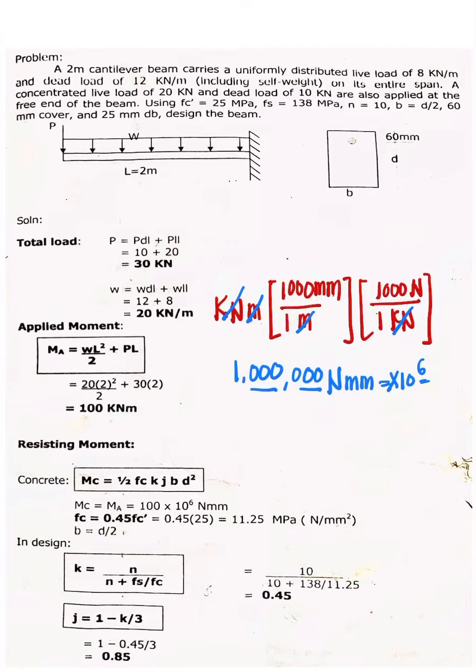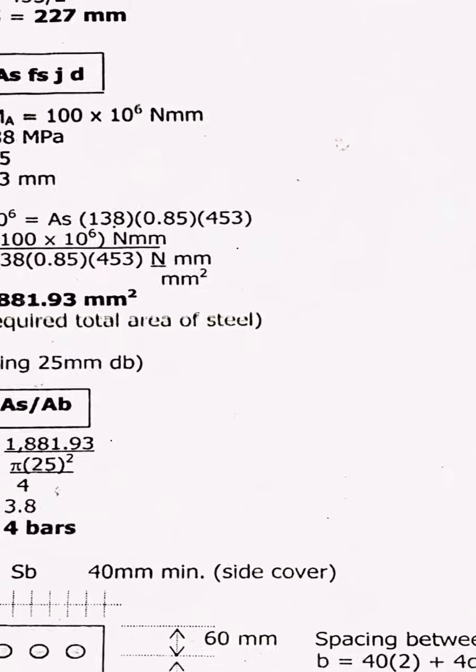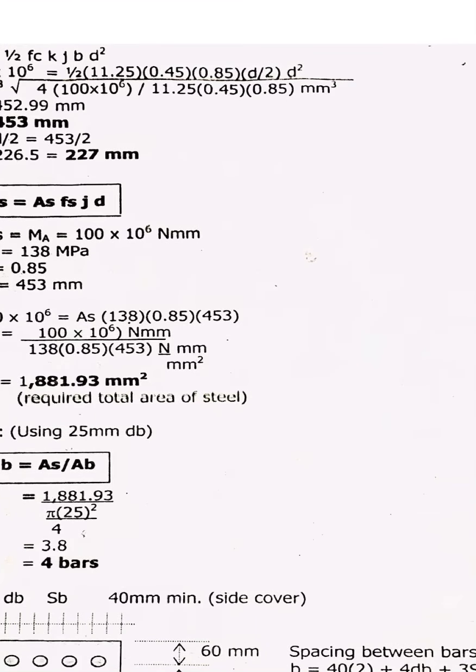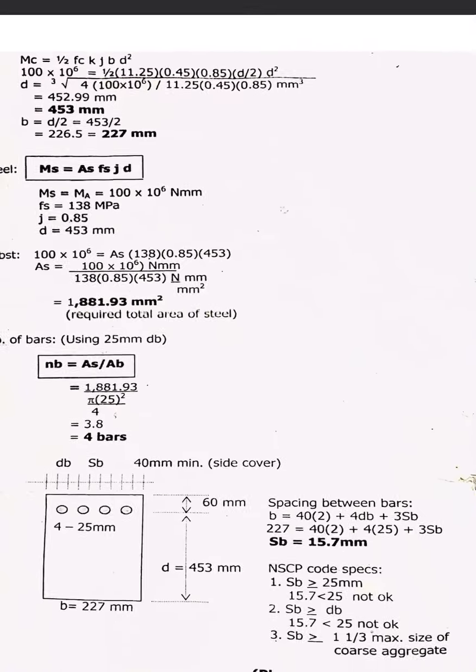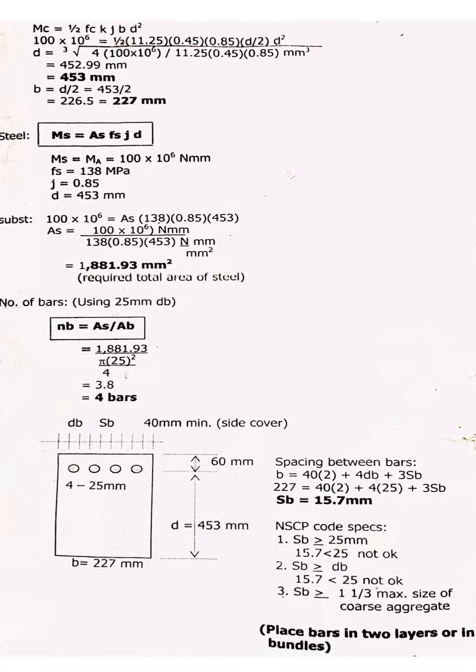Okay. So for J, that is equal to 0.85. To continue, we'll substitute all the values. So you have for MC, that is MA, equal to 100 times 10 to the power of 6. And then n is equal to 1/2. Then FC is 11.25. K is 0.45. J is 0.85.